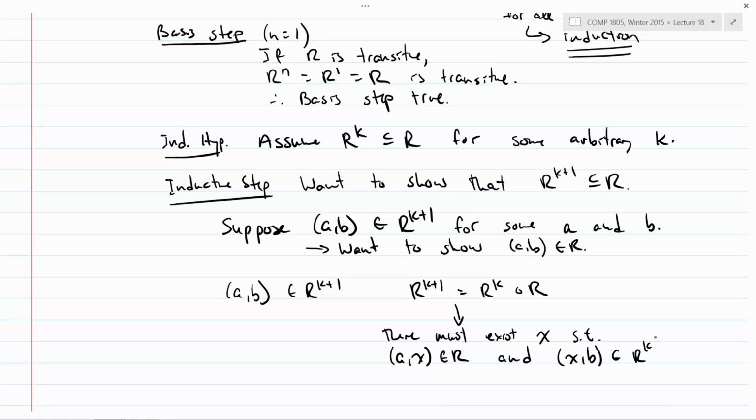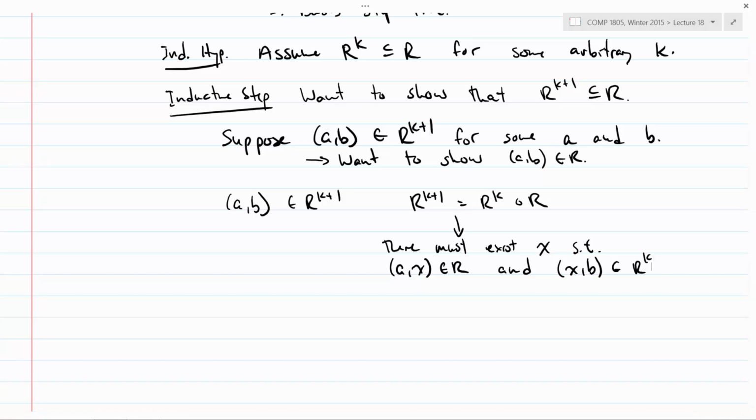So what do I know? Right, I know by my inductive hypothesis that R to the k is a subset of R. So if xb is in R to the k, then xb also has to be in R. And this is by my inductive hypothesis. Okay, so this is kind of nice. Now I have that ax is in R, and I have that xb is in R.